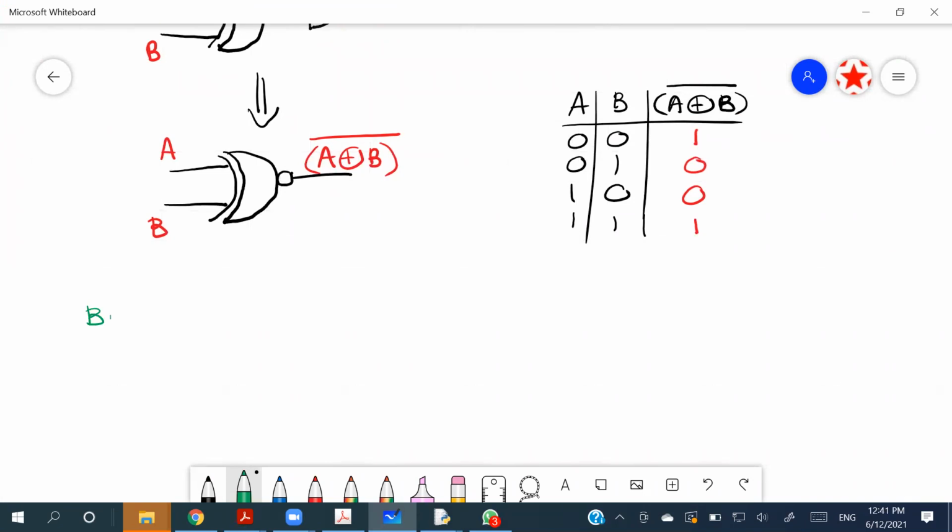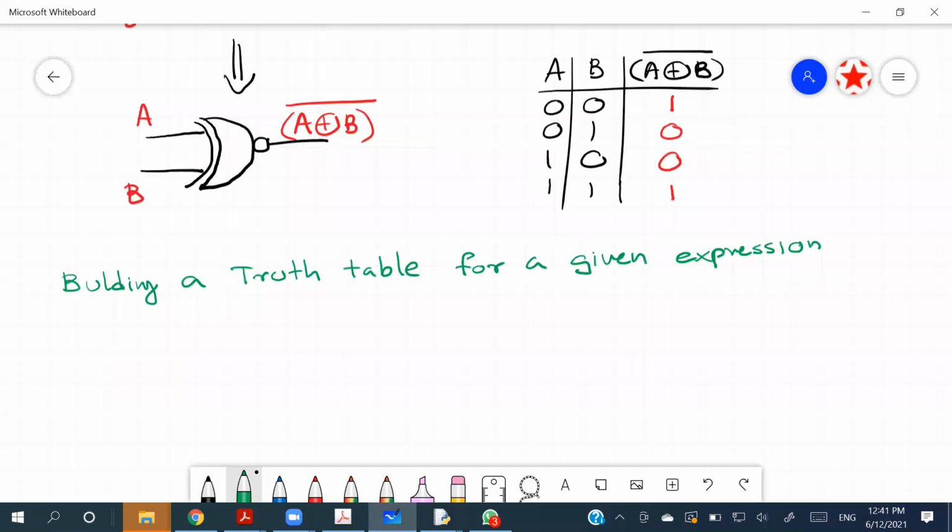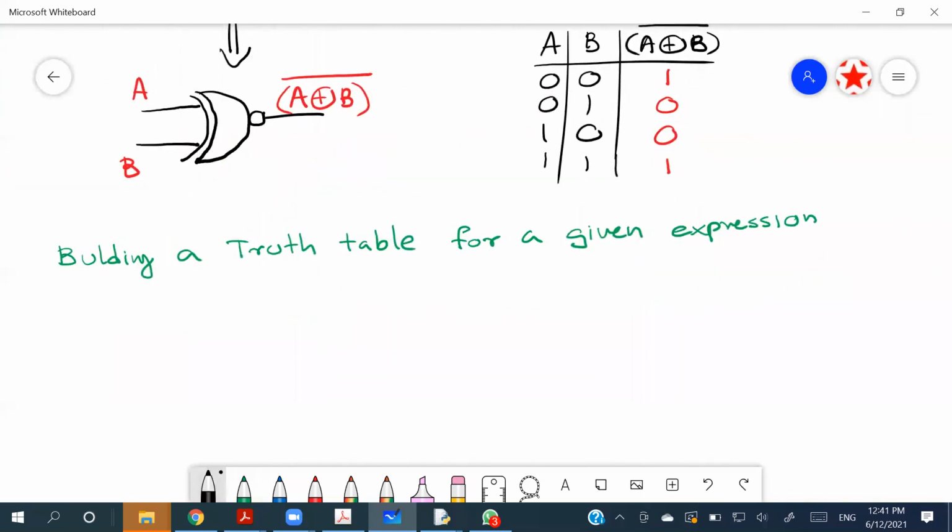So, building a truth table for a given expression, right? As an example, I'm going to take A plus B dot C bar, which is within brackets, right?